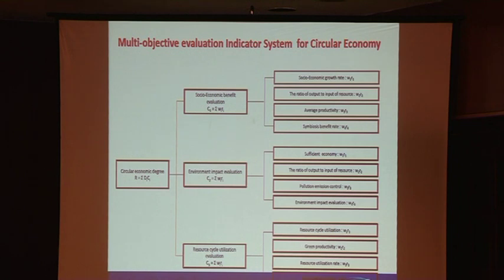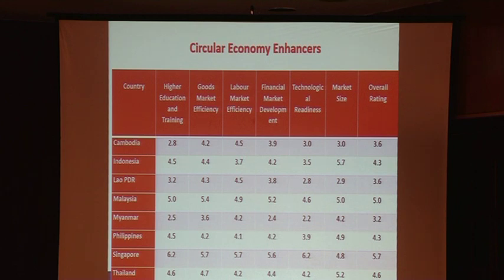We basically developed an indicator system. If you look at the Western approach, they took into account only two elements: economic efficiency and the environmental, but they often forget about the social dimensions. So for this, we developed an indicator framework. It has 12 indicators. If you apply this indicator framework, we can evaluate where our weaknesses and where our strengths are. Here we applied it, and there is a possibility for enhancers. These enhancers we calculated for different countries. The first is education, second is market efficiency, third is labor market efficiency, and then financial market development. If these four things are done, then we can have technological readiness and market size. These are some of the overall ratings.